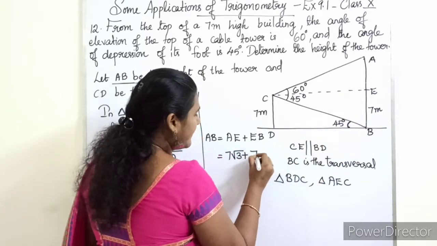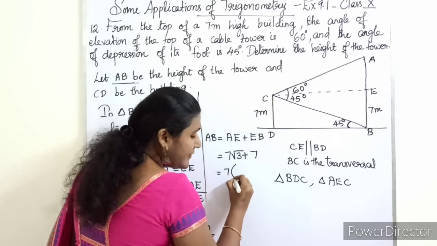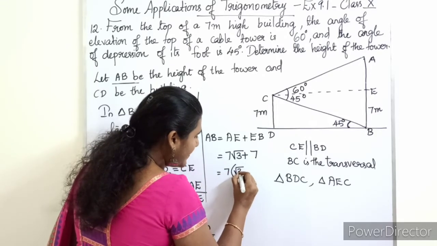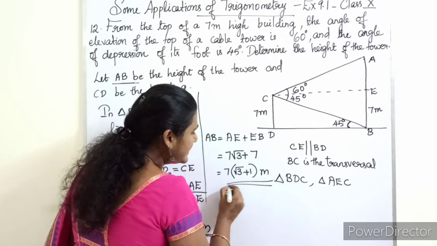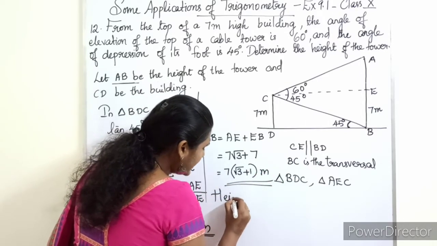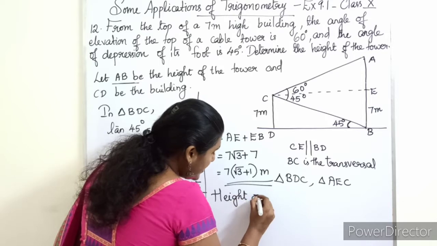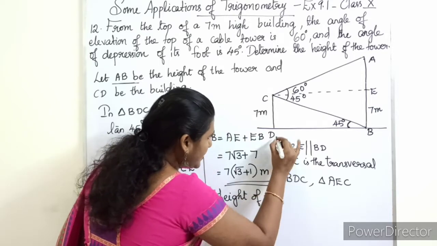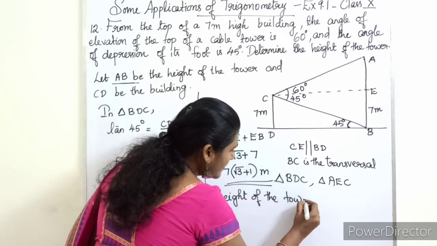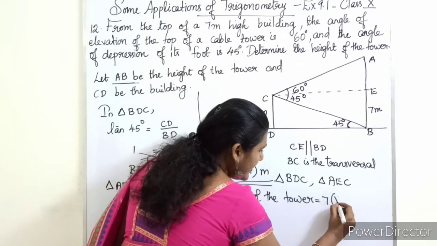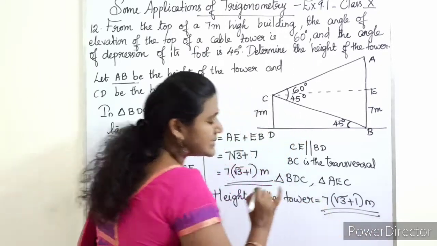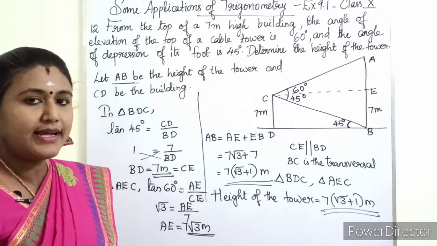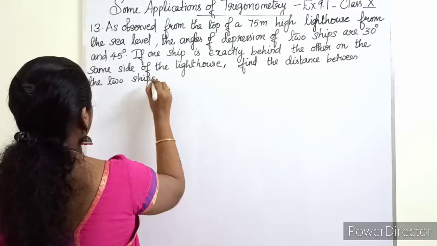EB is 7. From these two we will take 7 outside, so we will get 7 into root 3 plus 1 meters. Therefore, height of the tower is equal to 7 into root 3 plus 1 meters. So this is the answer. Now we will see the next question.